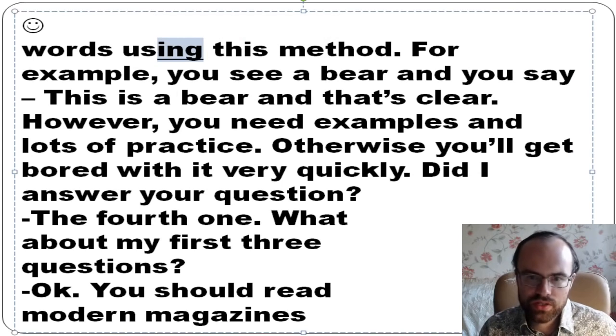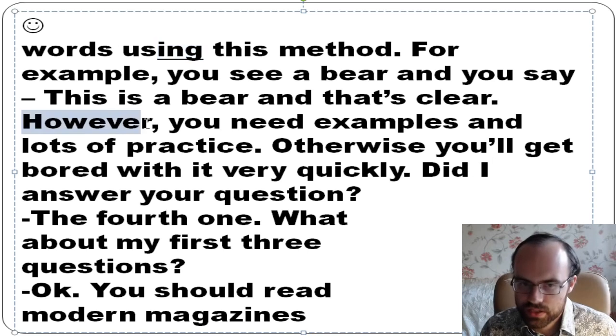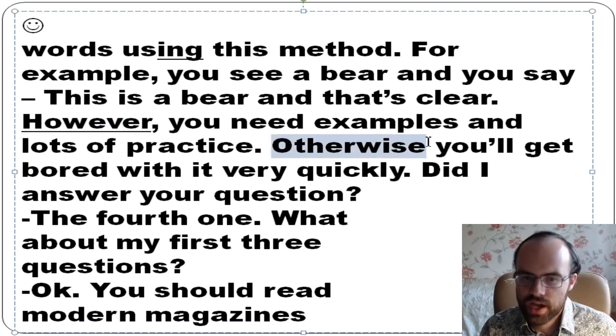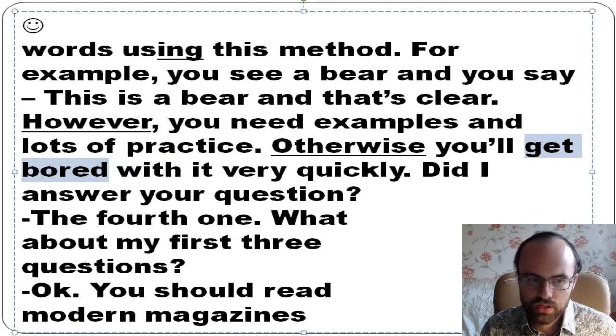For example, you see a bear and you say, this is a bear, and that's clear. However, you need examples. However means but you need examples and lots of practice. Otherwise, it means that if you don't have this practice, you'll get bored with it very quickly. So it will be very boring for you. Did I answer your question?